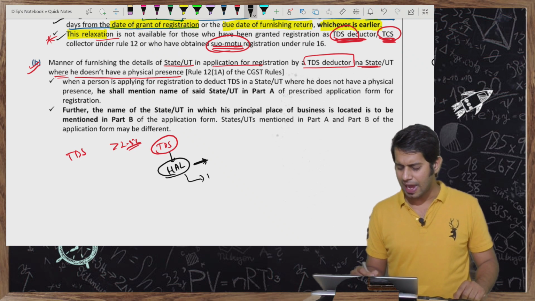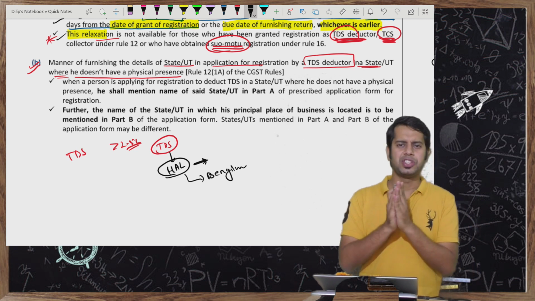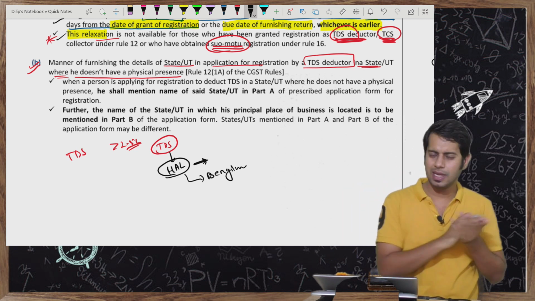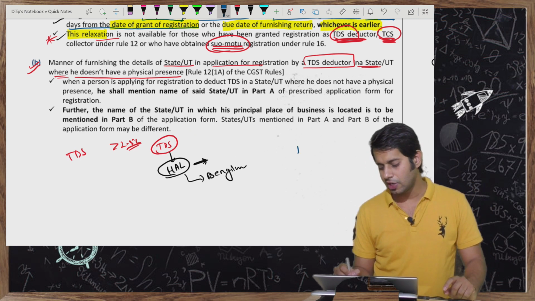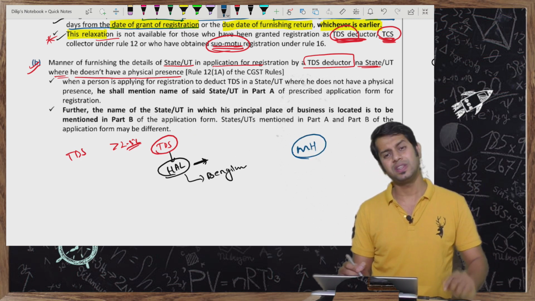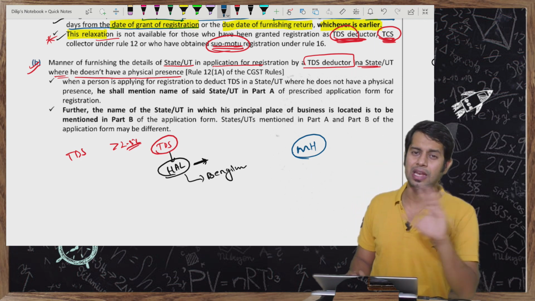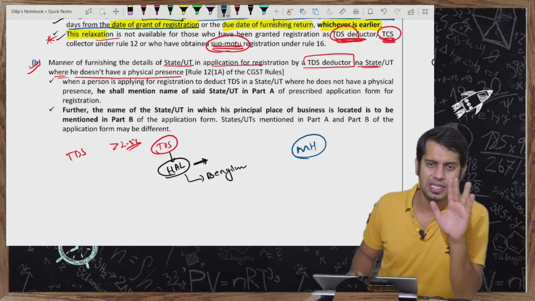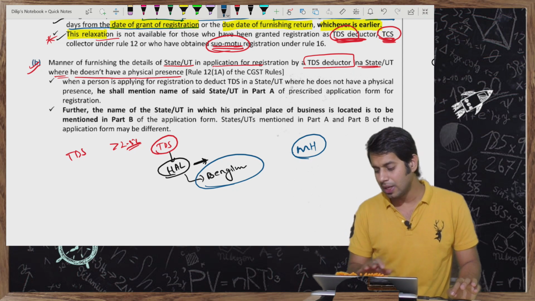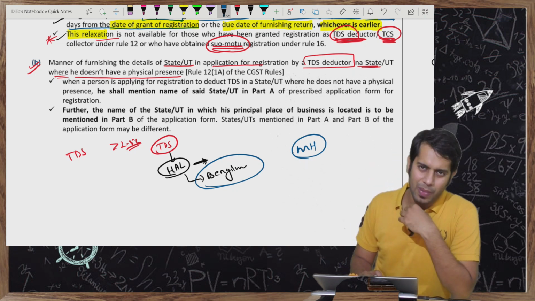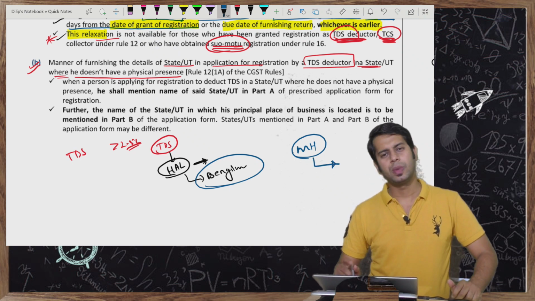Yes, sir. Now HAL has its registered office in Bangalore. It is registered under GST and its registered office is in Bangalore. Now HAL is taking services in the state of Maharashtra. Please note, in the state of Maharashtra, HAL does not have any office. They do not have any physical presence. Physical presence is in Bangalore only. But they are taking services in the state of Maharashtra, and payment is also made from there only.